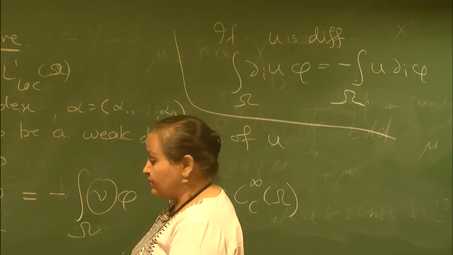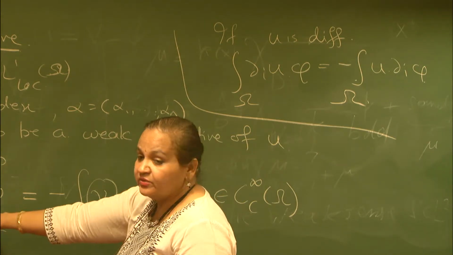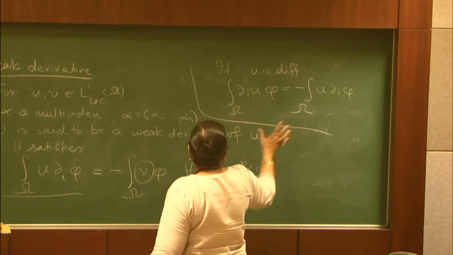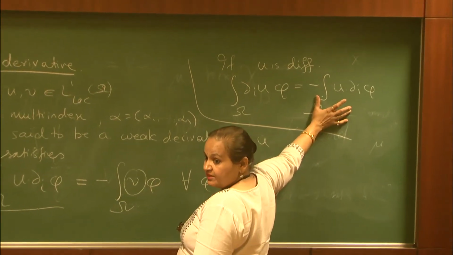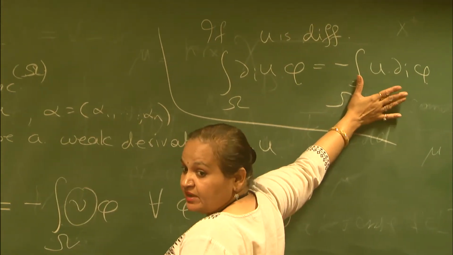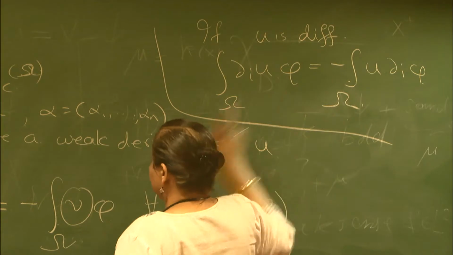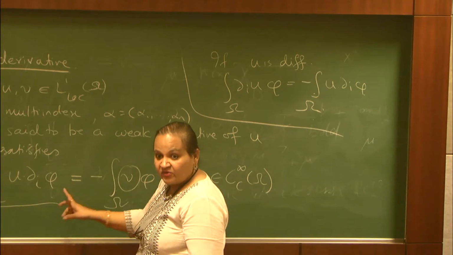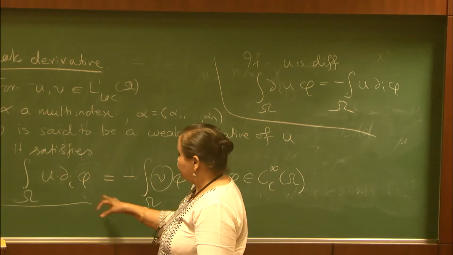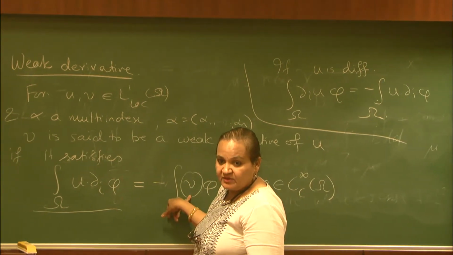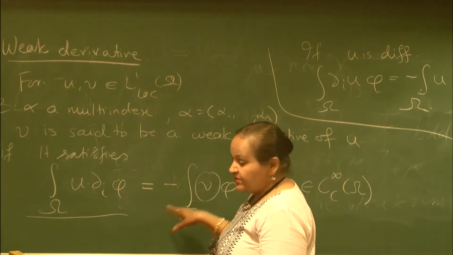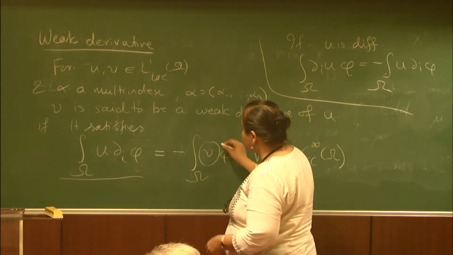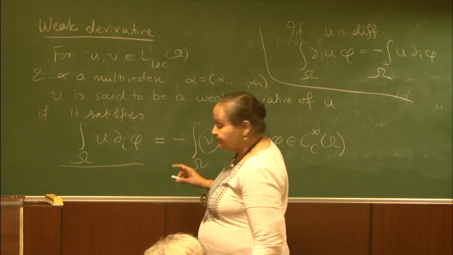So now what I am doing, when I want to say that u is weakly differentiable with respect to the i-th coordinate, what I am saying is I am just looking at this part over here. I am just looking at this particular thing, and I am saying that if I can find a function v such that this particular equality holds for all phi, then v is going to be my weak derivative. So I am not differentiating u, I am differentiating this and I am defining it as the weak derivative. This function is the weak derivative of u.